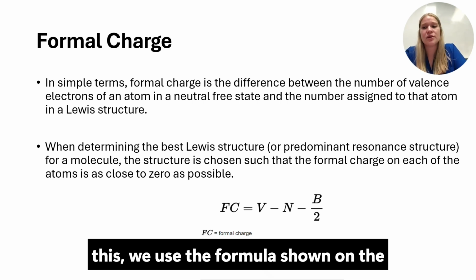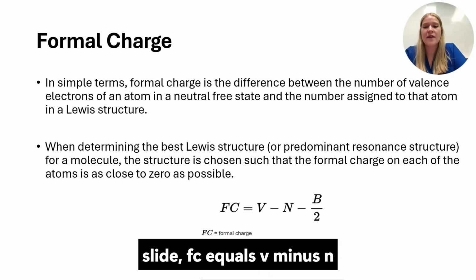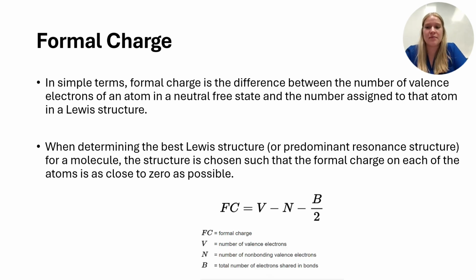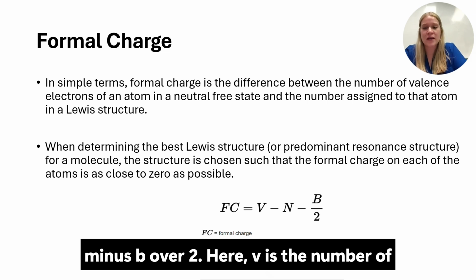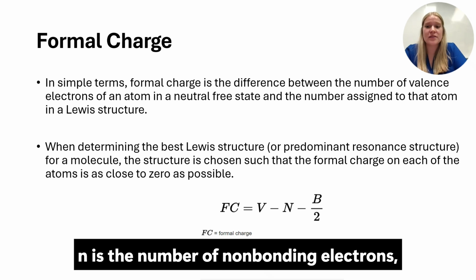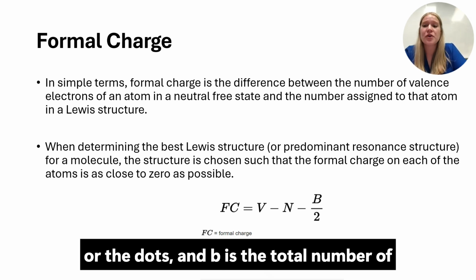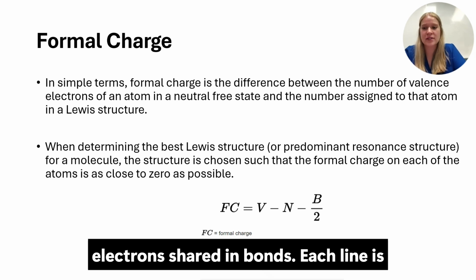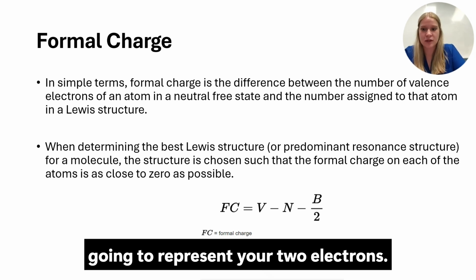To calculate this, we use the formula shown on the slide: FC equals V minus N minus B over 2. Here, V is the number of valence electrons on a neutral atom, N is the number of non-bonding electrons, or the dots, and B is the total number of electrons shared in bonds. Each line represents 2 electrons.